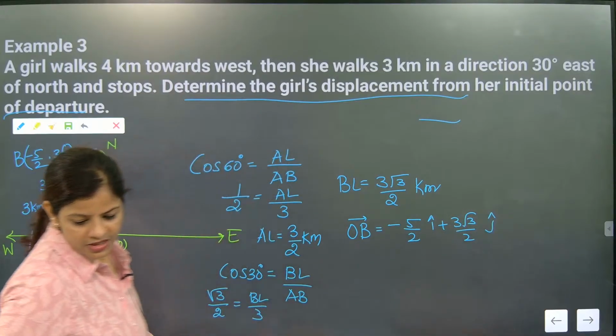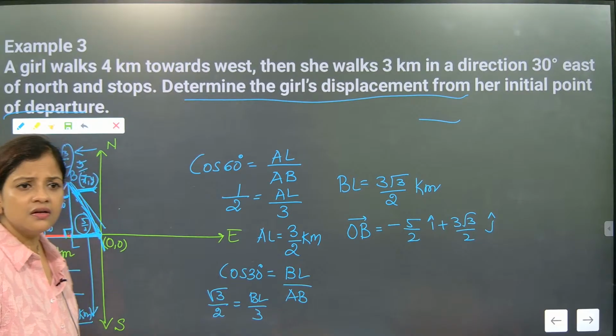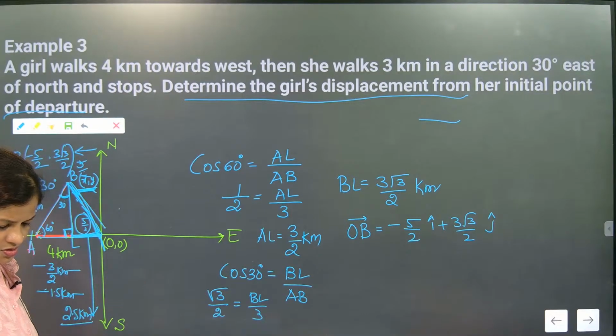Come on, go for it, please. Tomorrow exam is there in KB. Monday. What exam? Huh? Physics.